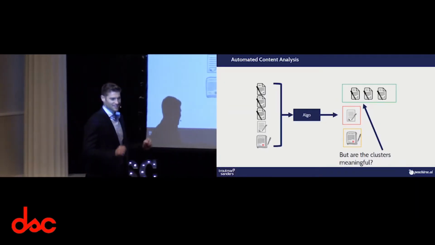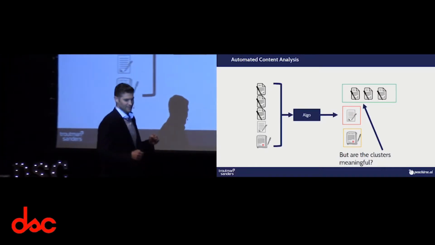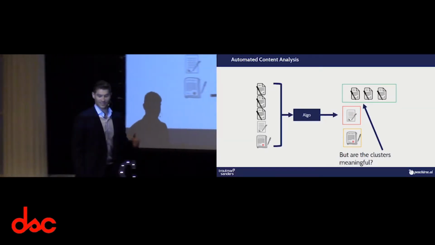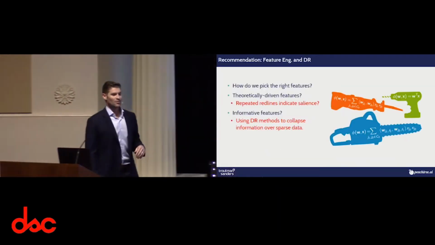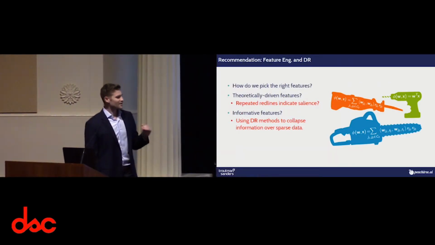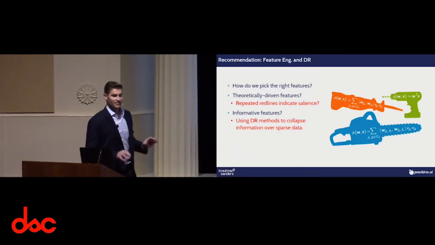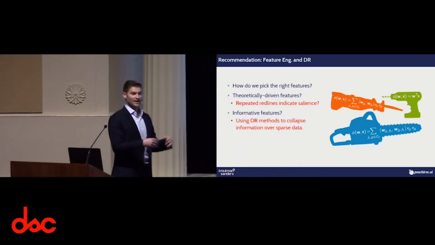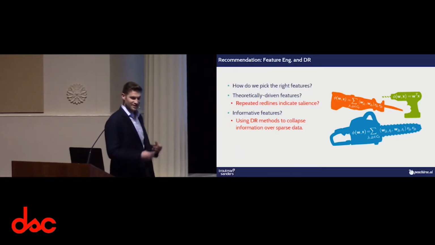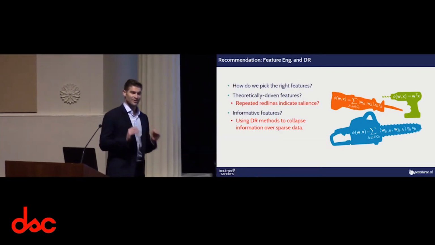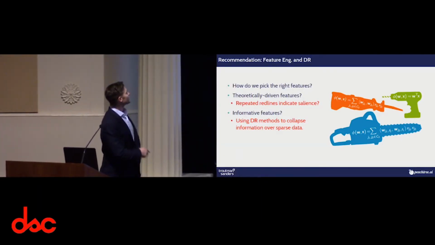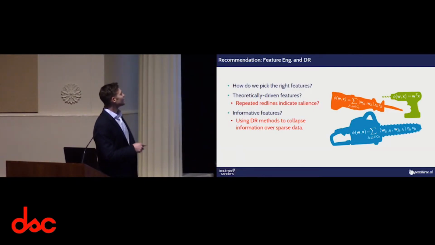Are those clusters actually meaningful, and can we use those to achieve some sort of business outcome that's more optimal? So when you think about the feature engineering that needs to go into this, for the data scientists in the room, the big question is, how do we pick those right features? How do we pick the right contracts or language or provisions that need to go into that contract to predict risk? We might be interested in theoretically driven features, and so I'll talk a little bit about how red lines might help us indicate that.